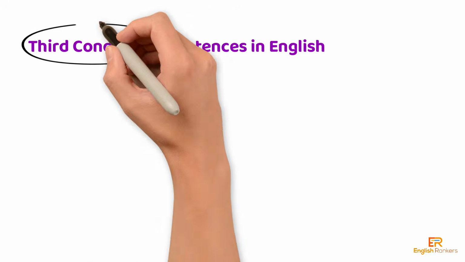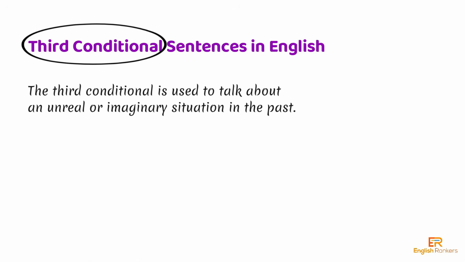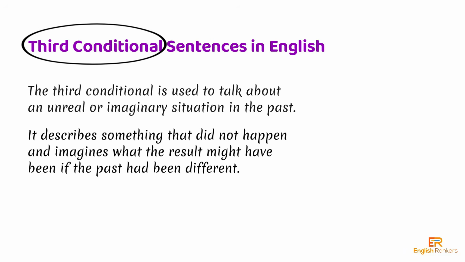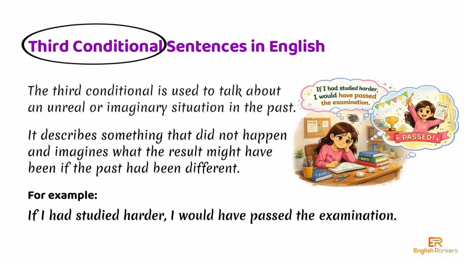What is the third conditional? The third conditional is used to talk about an unreal or imaginary situation in the past. It describes something that did not happen and imagines what the result might have been if the past had been different. For example, if I had studied harder, I would have passed the examination.